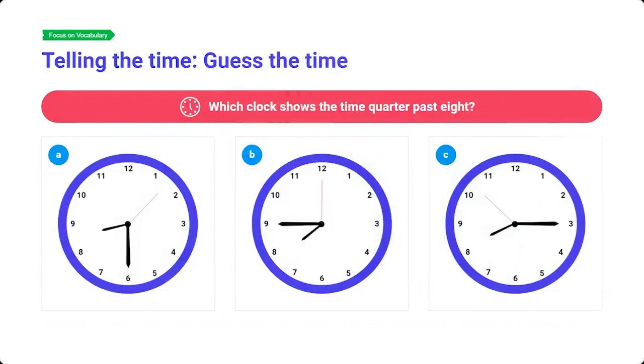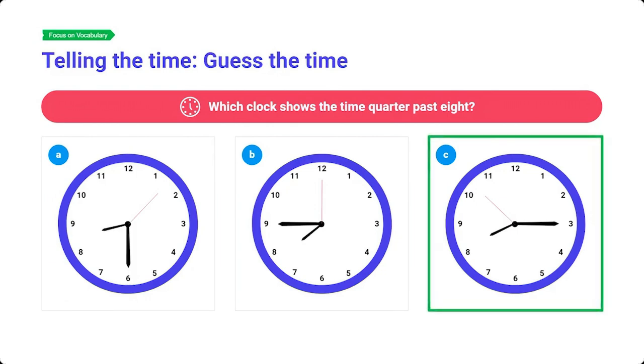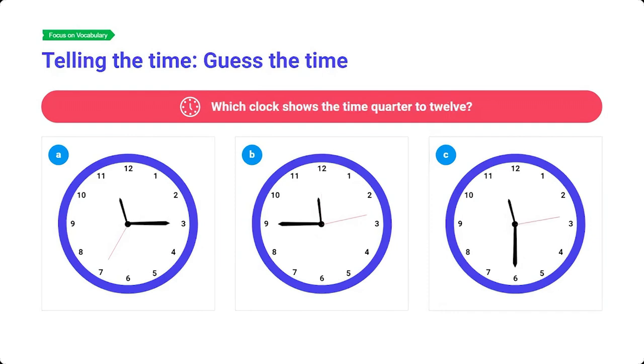Which clock shows the time 8:15? The correct answer is C. Which clock shows the time 11:45? The correct answer is B.